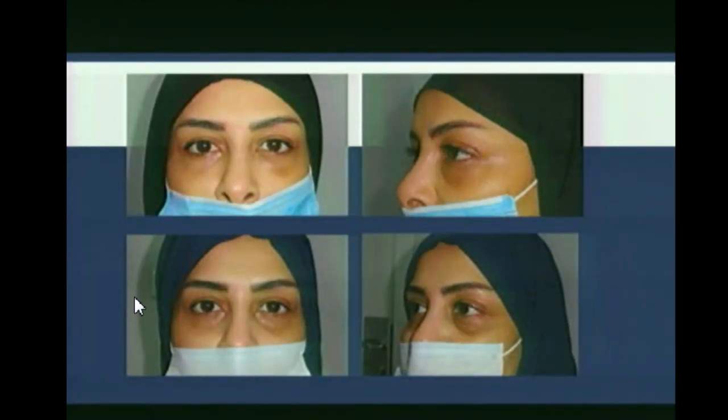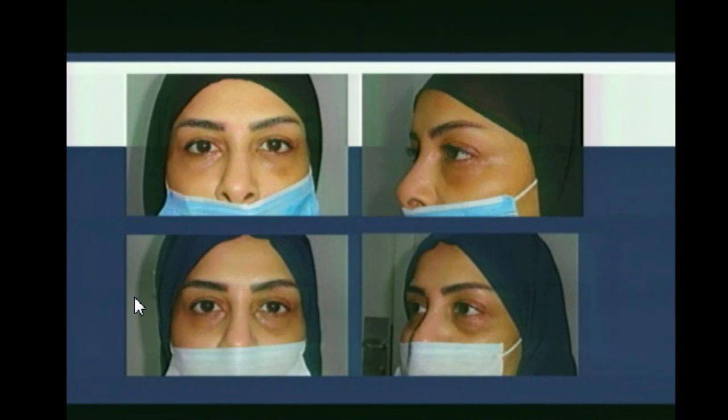Filler is not a great option for this patient, because when you want to equalize the elevation of the fat prolapse, you need to increase the amount. And this is a very common thing people do. They want to equalize, so they inject the filler in the tear trough to bring it as high as the prolapsed fat. For me, this is not correct.